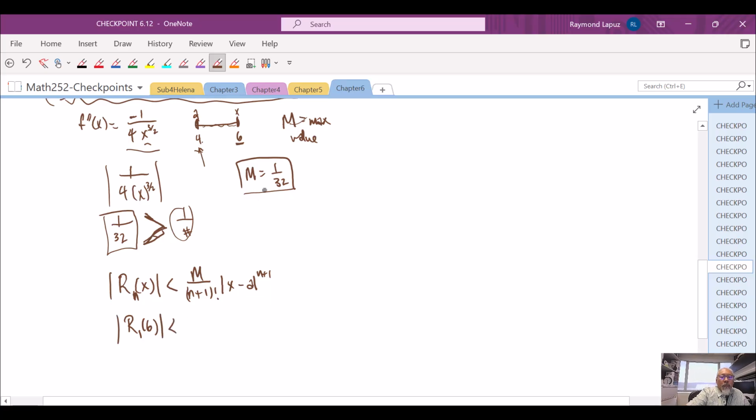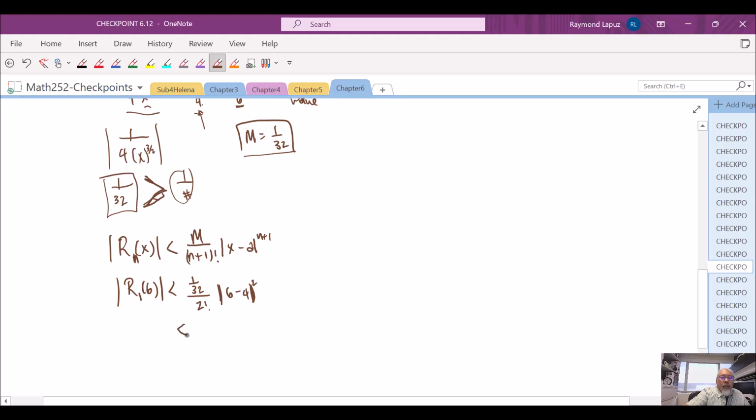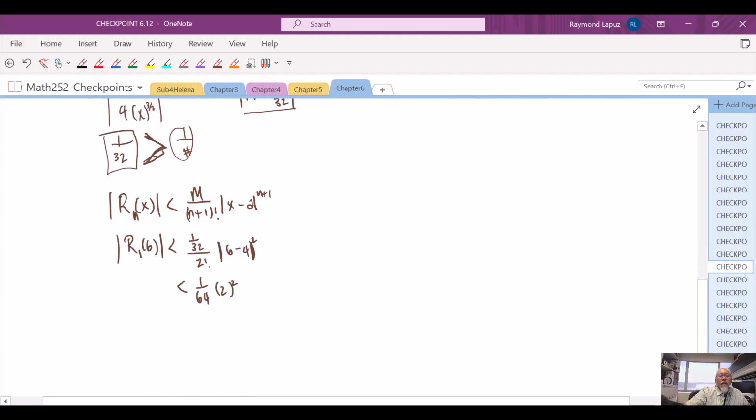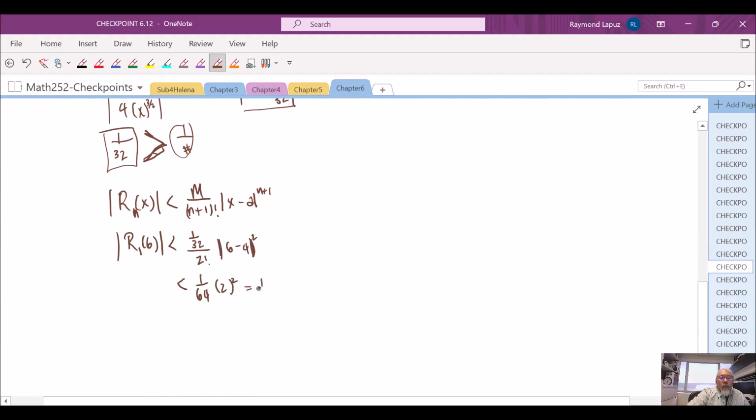This is going to be bounded by (1/32) divided by 2 factorial, times 6 minus 4 to the second power, because n is equal to 1. All right, what do we get? We're going to get 1 over 64, what we got before, and then this is going to be 2 squared, which we did this already, right? We got 1 over 16. That's kind of like the remainder. So this is going to be 1 over 16.